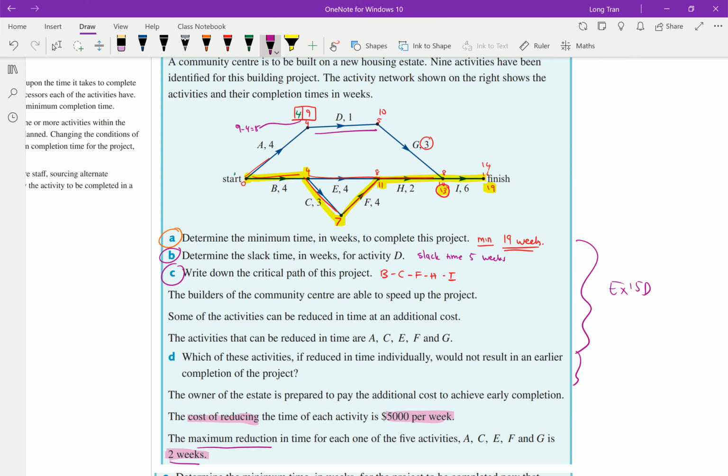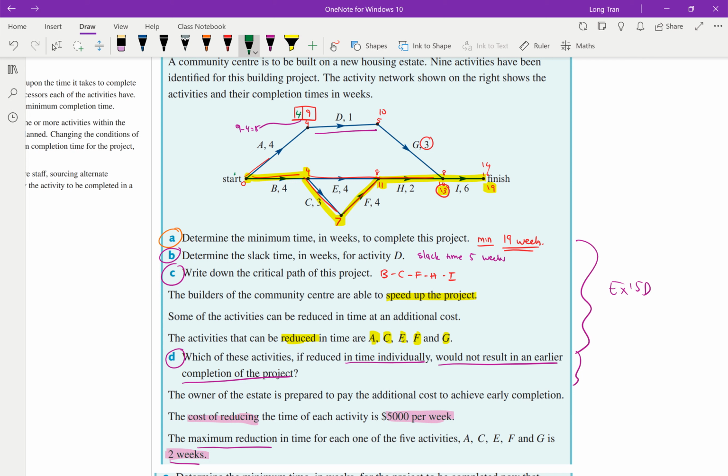And then part D says, which of these activities, if reduced in time individually, would not result in an earlier completion of the project? Now, which activities can I reduce? It says here, the activities that can be reduced in time are A, C, E, F, and G. So remember, in this particular scenario here, the builders want to speed up the project. And how do they do that? You can only speed it up by reducing the minimum time required.